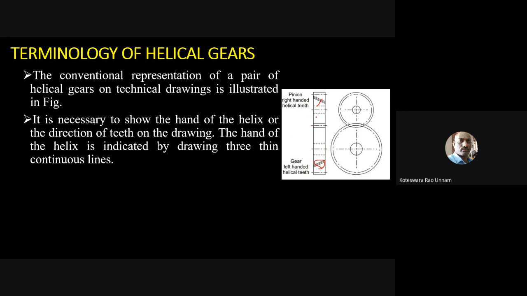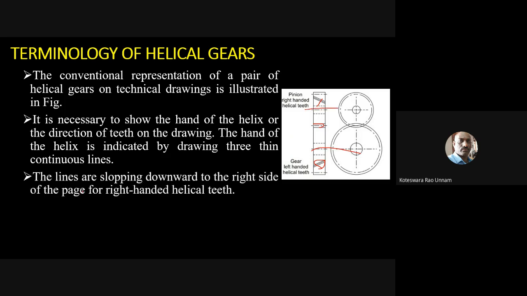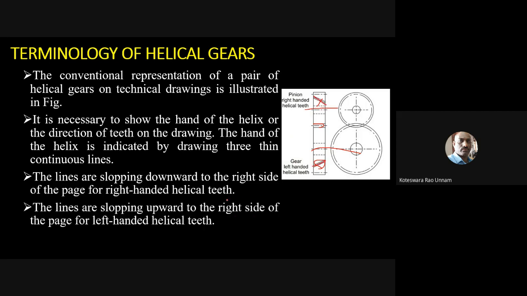Of course, here it is a meshing tooth. This is the axis of the shaft and this is the axis of the shaft. The lines are sloping downward to the right side of the piece for right hand helix. For right hand helix, the sloping is towards the right, and for left hand towards the left. That's what we discussed already. The lines are sloping upward to the right side of the piece for left hand helix angle. So both are set. Here I said it is downward, here it is upward.